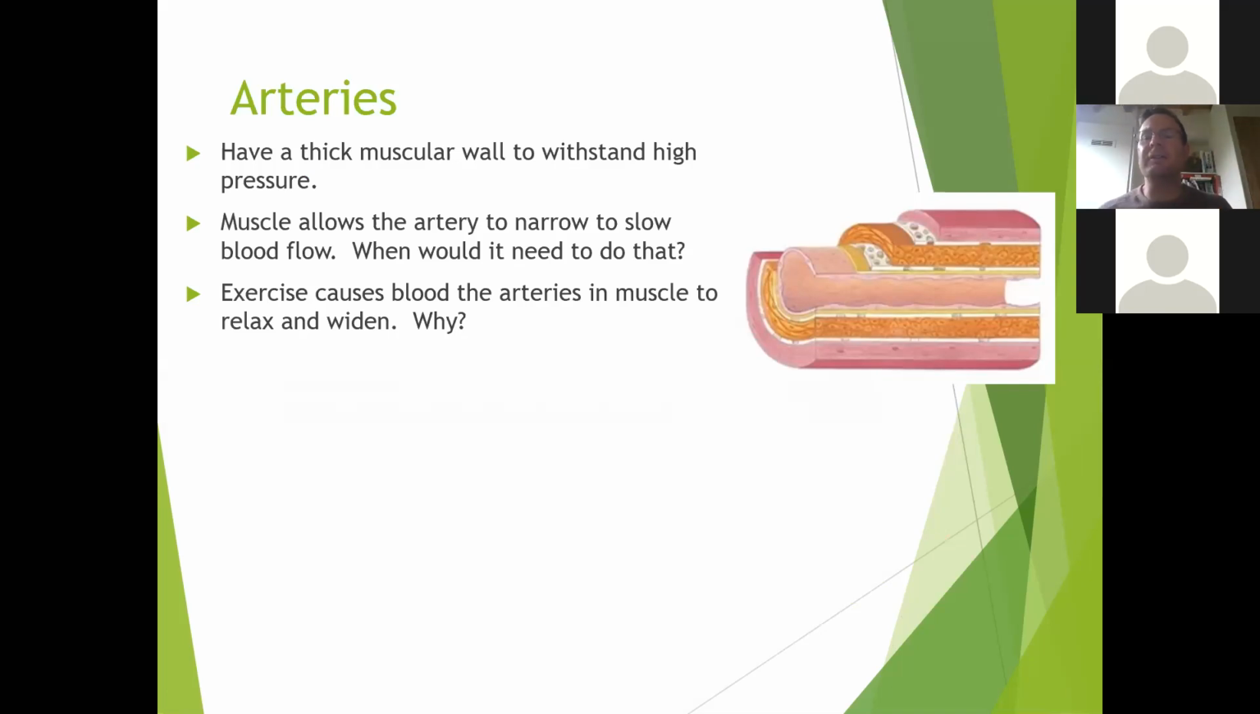So when you exercise, your body has to make a choice. Do I keep digesting food, or do I supply blood to those working muscles? And one of the things that exercise does is it causes arteries in muscles to relax and widen. So why would it need to do that? Well, we need more oxygenated blood into that muscle.